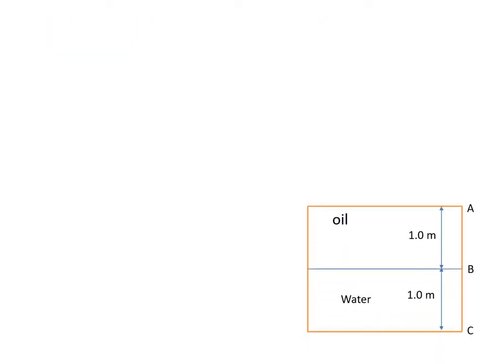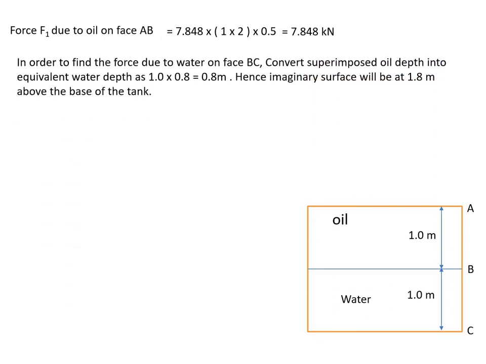In this case, this is the same diagram. Now the force F1 due to oil on face AB, which I told you earlier was 7.848, is specific weight into area into CG distance, which gives us 7.848 kilonewtons. I converted the oil into an imaginary liquid surface, that is the equivalent depth of water, which was 0.8 meters. So now I will be able to find out the force due to water on face AB.